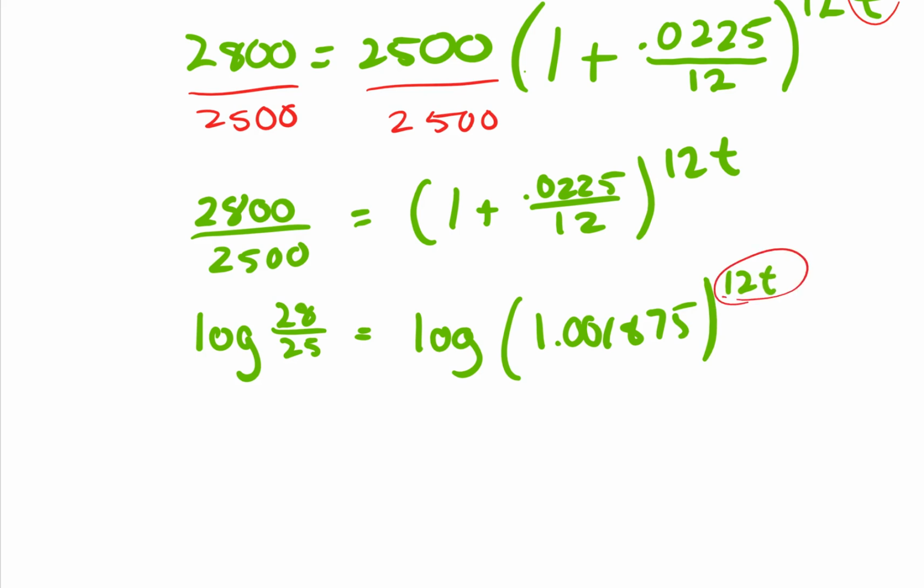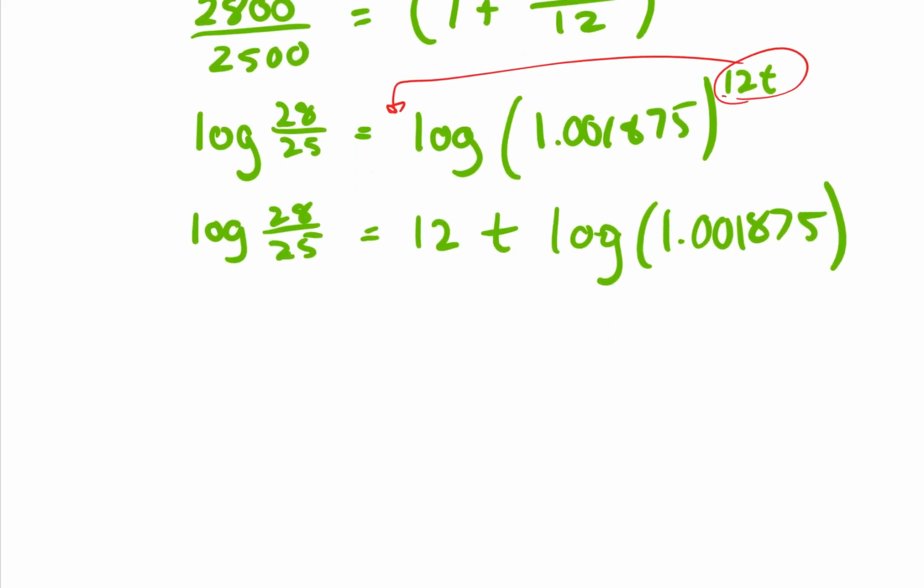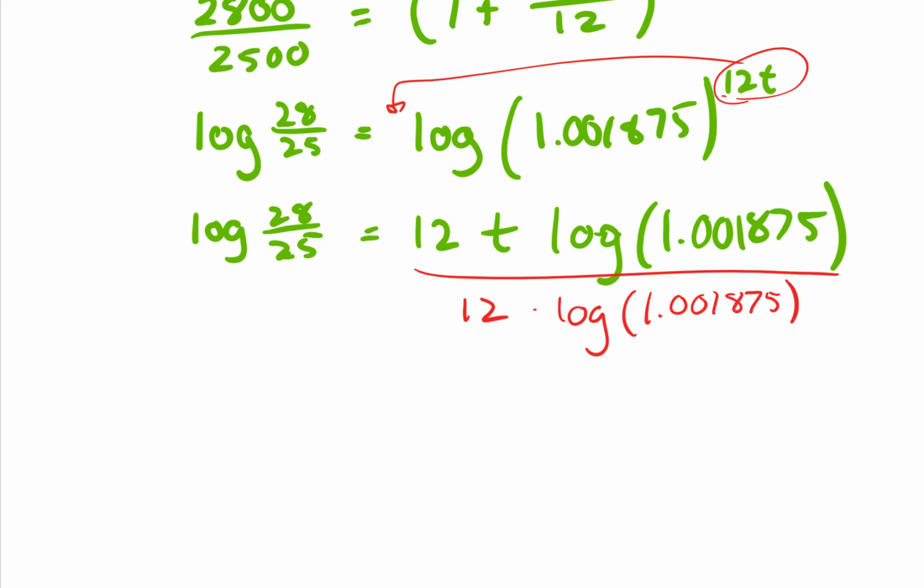Well, taking the log of both sides allows me to move this to the front. Takes it out of the exponent. So then I'm going to be left with log 28 over 25 equals 12t log of 1.001875. And now it's pretty simple. I want to solve for t, so I'm going to divide this whole thing by 12 log 1.001875. Do the same thing on the other side.